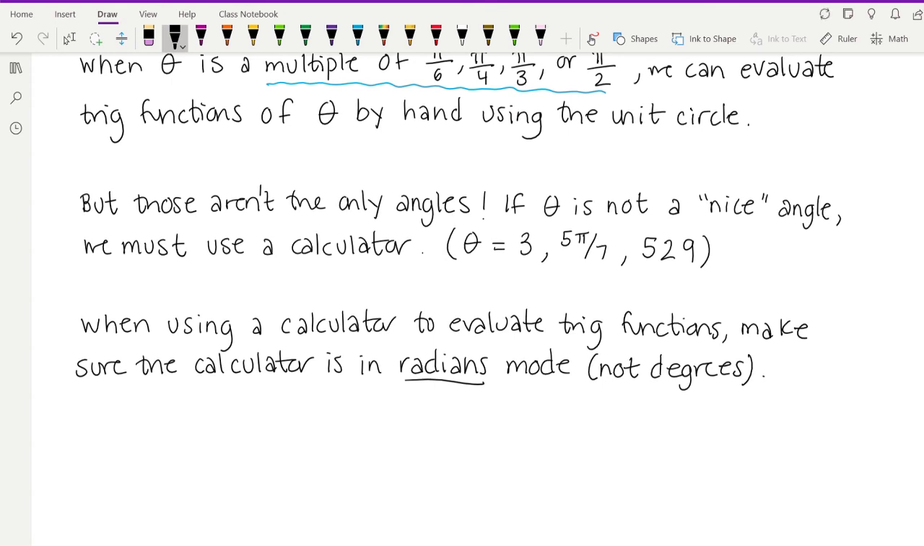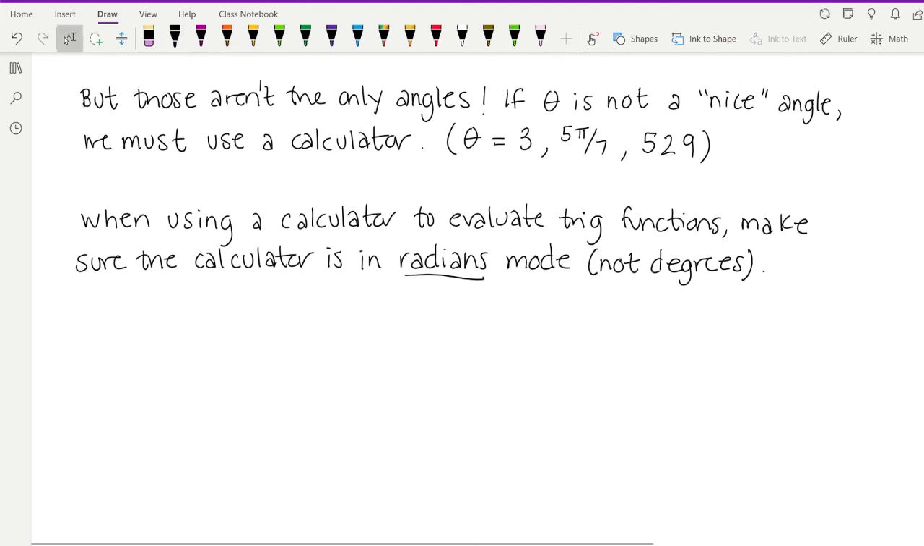I can't tell you exactly how to do that on your calculator, but I'm sure if you Google your calculator name and how do I put it in radians mode, you can find the answer. Usually there's a button, or maybe you have to go into the settings and toggle between radians and degrees. This is probably the most common mistake I see students make when doing calculator stuff, is just having the calculator in the wrong mode, and it will give you the wrong answer. So you want to make sure that your calculator is in radians mode.